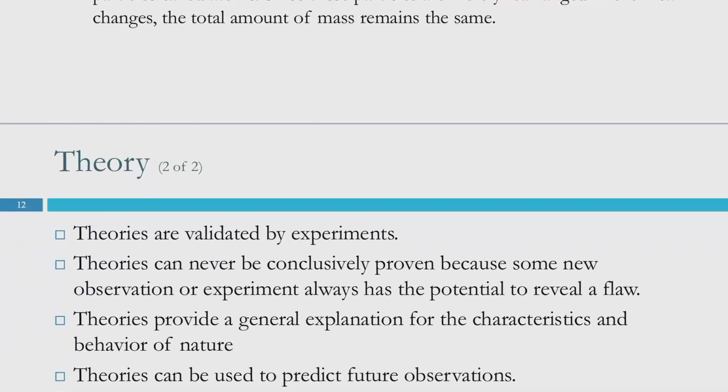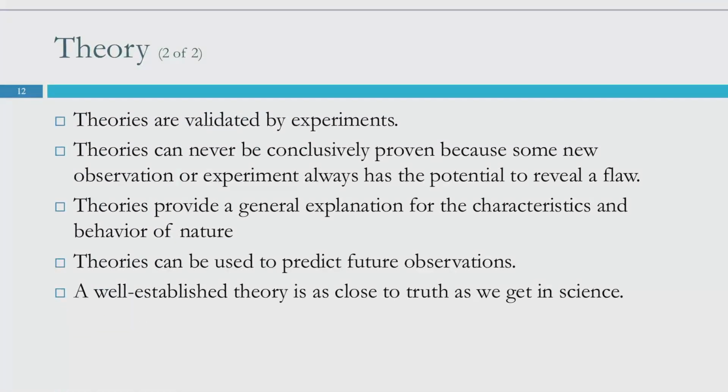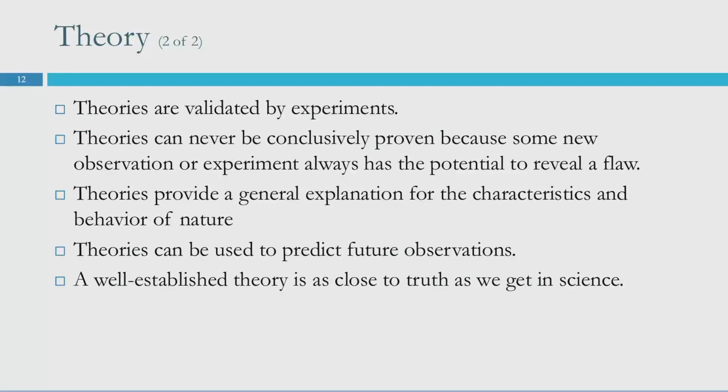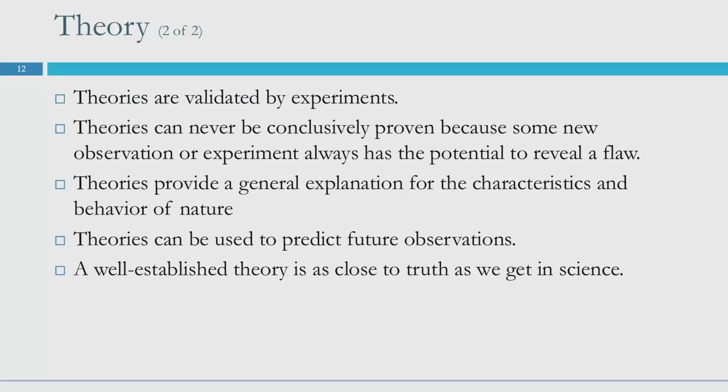So our difference between laws and theories explains why. A lot of the time we can't conclusively prove something because there is potential that we could override something. Again, most of the stuff we talk about in this class, the way it is the way it is.